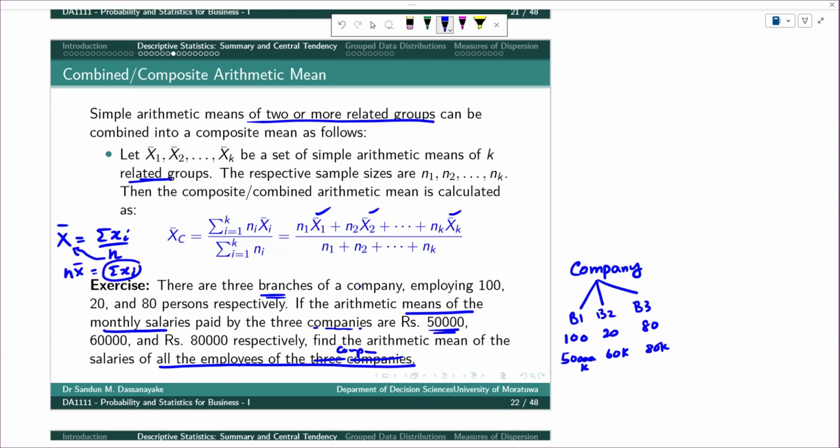So in general, to get the combined mean, we need to add everything and divide by the number. Instead of that, we multiply by the number and divide by the total number. So the composite mean of the company is going to be 100 times 50K plus 20 times 60K plus 80 times 80K, divided by the total number, 100 plus 20 plus 80, which is 200. This is the answer. I hope that is clear.